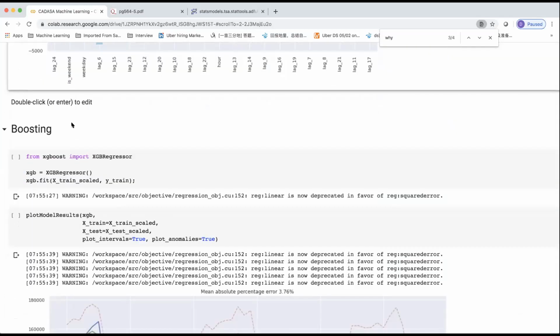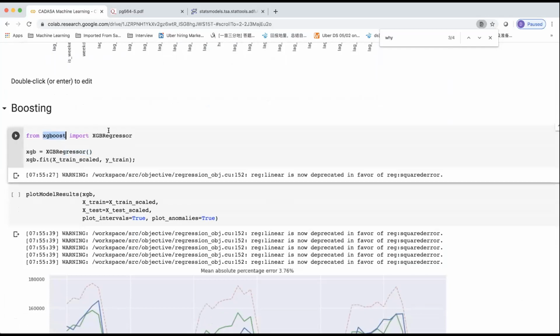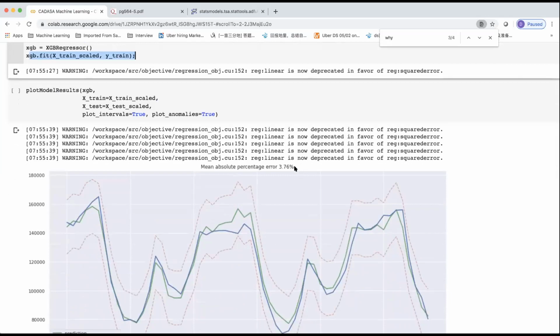Another try could be to use boosting. Use XGBoost: import XGBoost here, fit the X train and y train, and then you can get a score which is much lower, 3.76%.